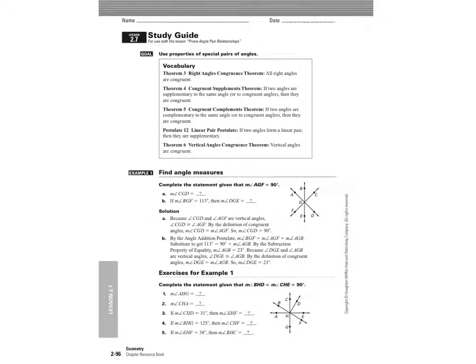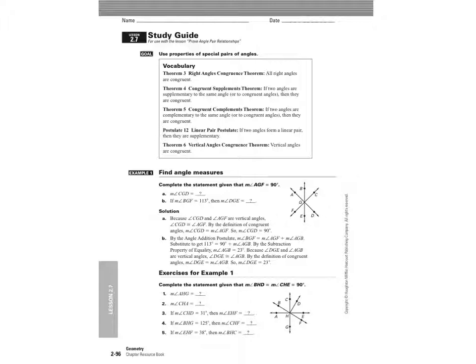So for 2-7, you need to memorize all of those theorems, and this was just more geometry proofs. I believe in 2-6, it was like the segments and the angles. This one had a lot to do with the right angles congruence theorem and vertical angles congruence theorem and the linear pair postulate. So again, in 2-6 and 2-7, it was mostly proofs. So this is where the proofs are going to come from.